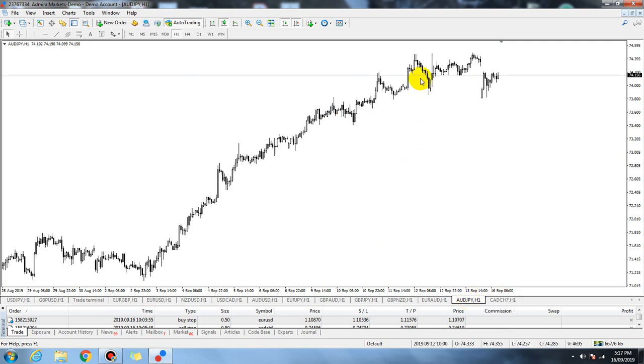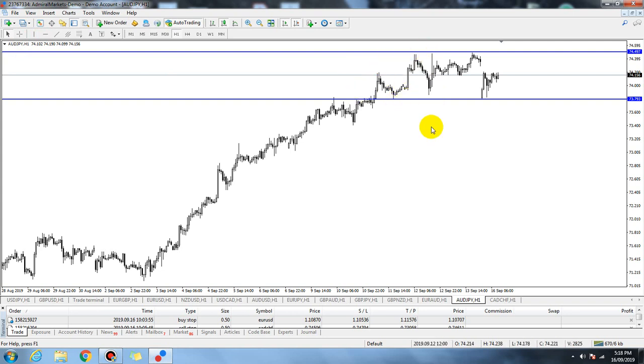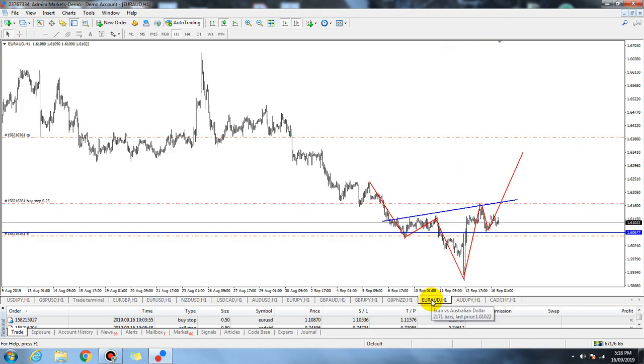Aussie Yen possibly forming a consolidation in here between that level and this level here. You can see we're starting to move sideways in there, so I'll just stay out of that and wait for it to resolve itself. Euro Aussie, I had an inverse head and shoulders pattern sitting up in here, which I was looking for on the weekend.